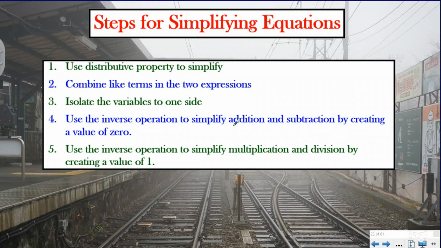So if you look right here, the difference from step number 4 is first we do our addition and subtraction, and then we're simplifying our multiplication and division. Again, these are kind of wordy. It might not make sense, but when you see an example, it's very, very simple. So let's go on and start with an example.